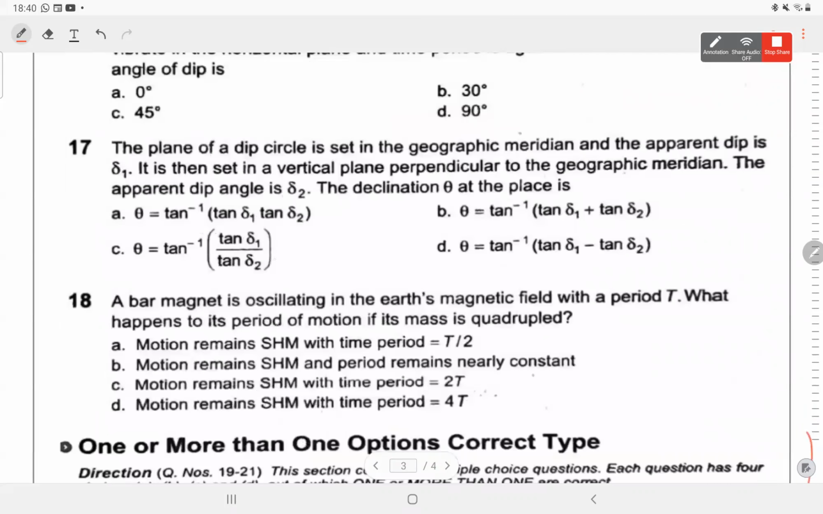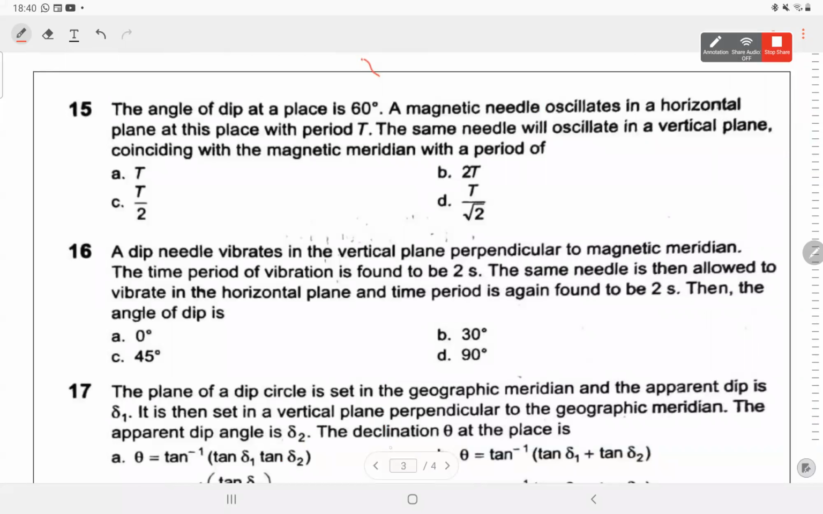Angle of dip is 60 degrees. A magnetic needle oscillates in a horizontal plane at this place with period T. If this same needle will oscillate in a vertical plane coinciding with the magnetic meridian. So first it is oscillating in some horizontal plane. In the horizontal plane, it is oscillating because of the horizontal component: 2 pi under root I upon m into BH. In the magnetic meridian, it is oscillating because of the overall magnetic field, that is B. BH is equal to B times cos delta. So we can find out the ratio.